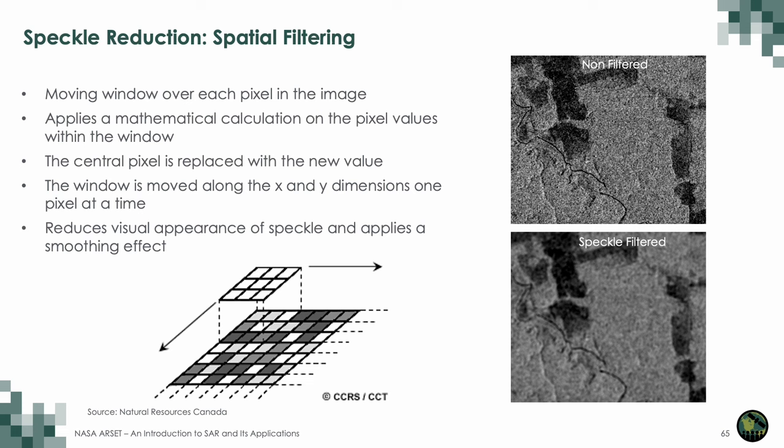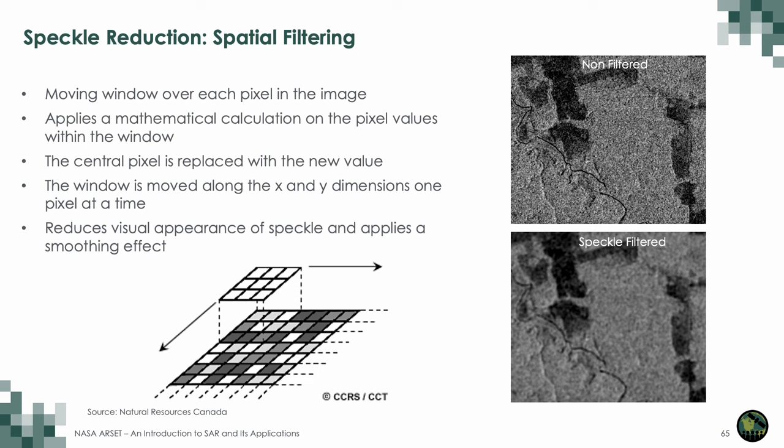And by calculating the average of a small window around each pixel, a smoothing effect is achieved and the visual appearance of the speckle is reduced, as you can see in the two images in this example.